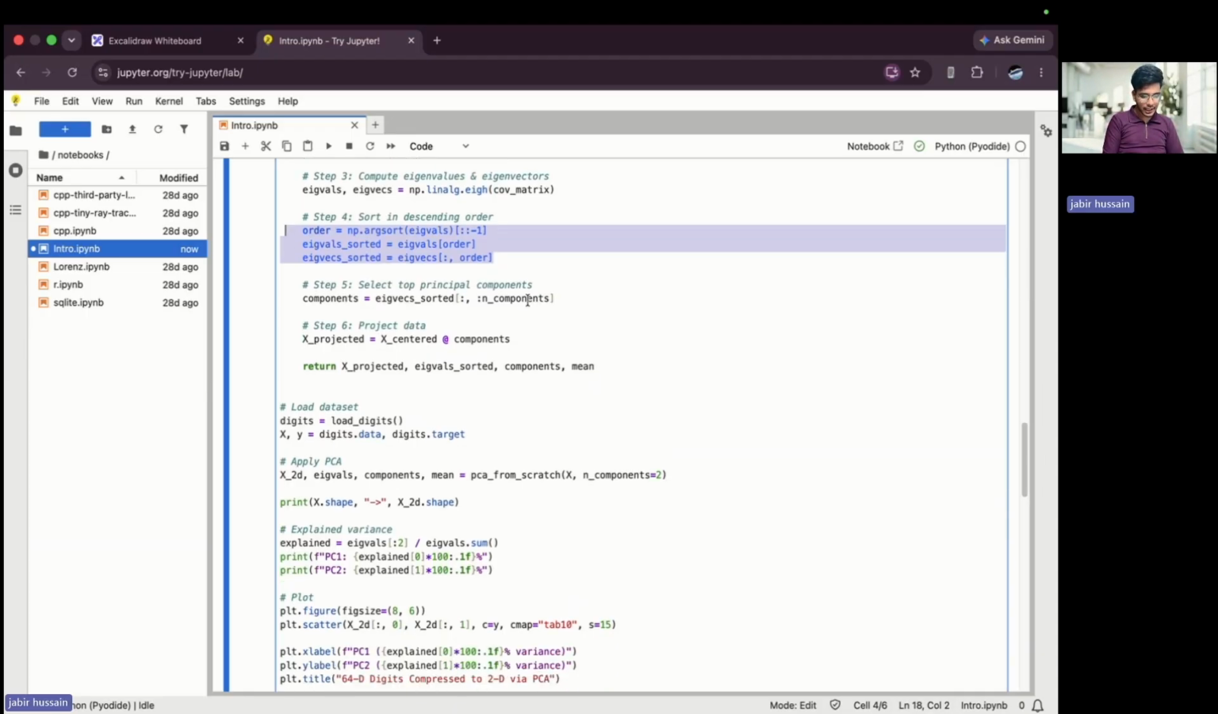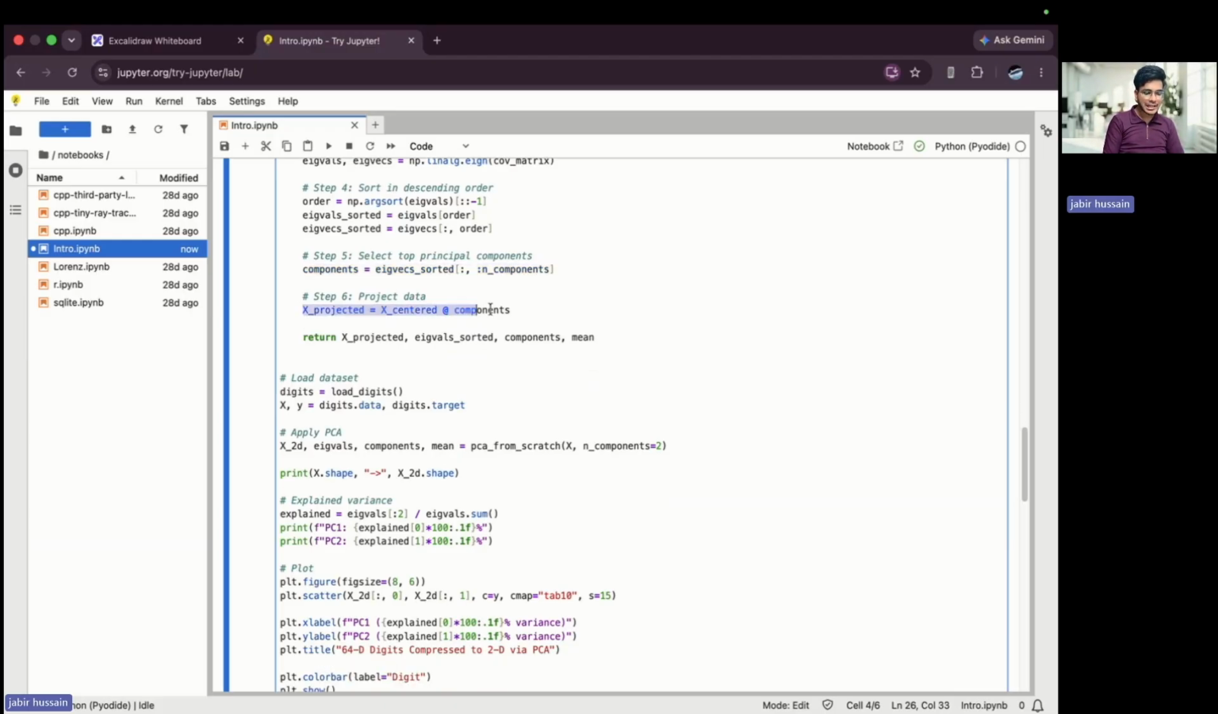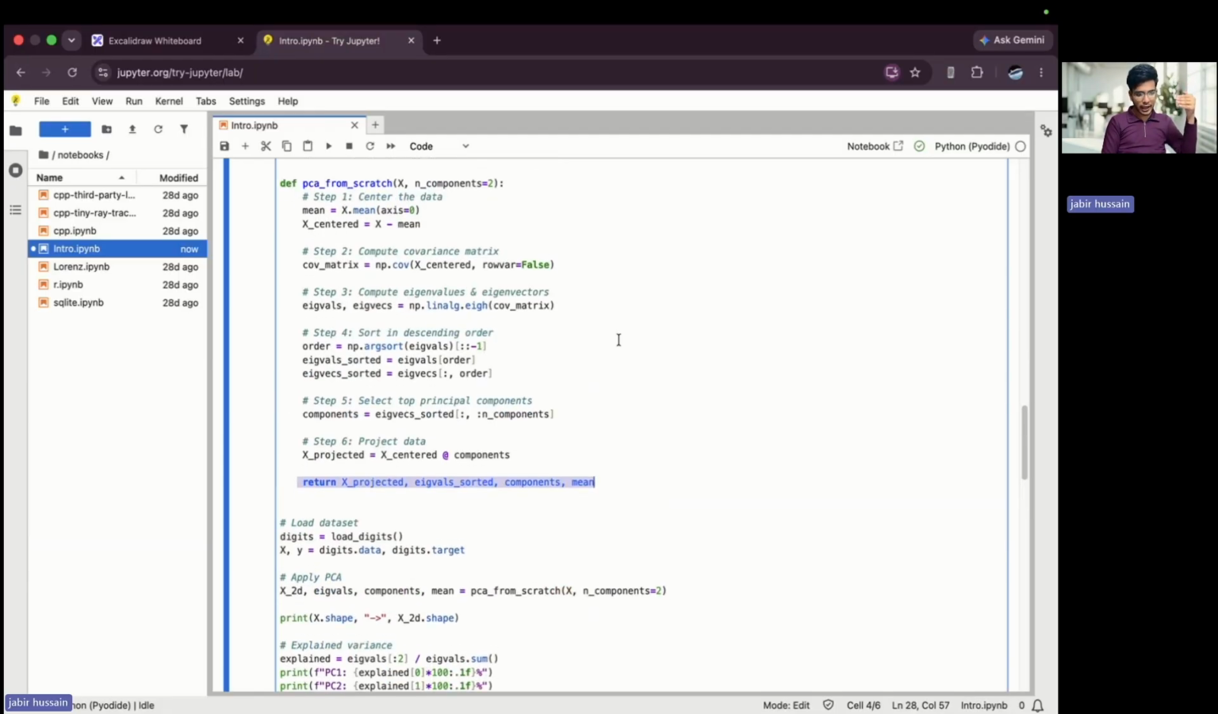After calculating the eigenvalues and eigenvectors, I'm calculating the components, PCA line 1, PCA line 2. Okay, now after that, I'm projecting the given points onto the PCA lines. And finally, I'm returning the projected points, eigenvalues, number of components, and mean. Okay, so this is what I'm doing in my function.